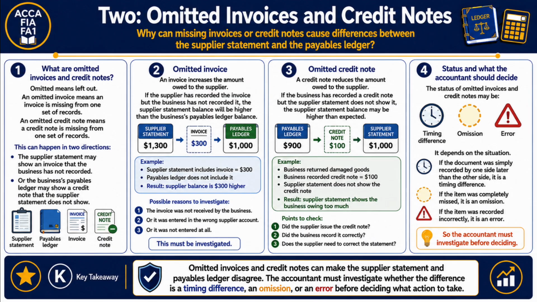Status of omitted invoices and credit notes. The status of omitted invoices and credit notes may be error, omission, or timing difference. It depends on the situation. If the document was simply recorded by one side later than the other side, it is a timing difference. If the item was completely missed, it is an omission. If the item was recorded incorrectly, it is an error, so the accountant must investigate before deciding.